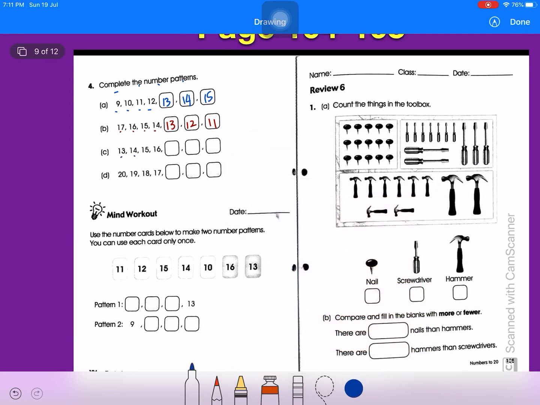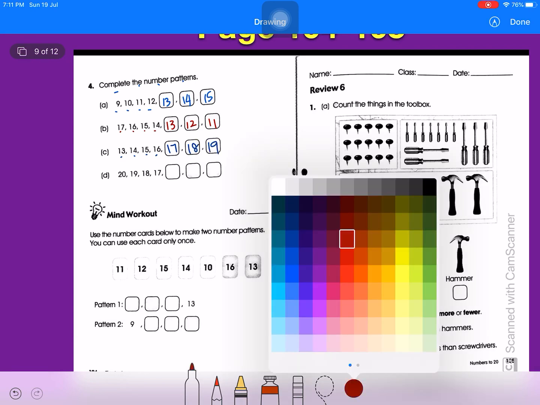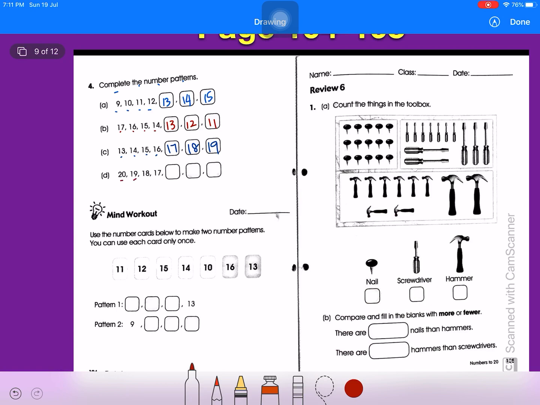Okay, 13, 14, 15, 16. Then will be 17, 18, and 19. This one, 20, 19, 18, 17. It will go backward. 16, 15, and then 14. Okay, next one, mind workout. Write down the date first.